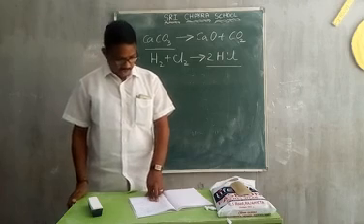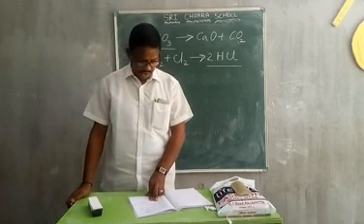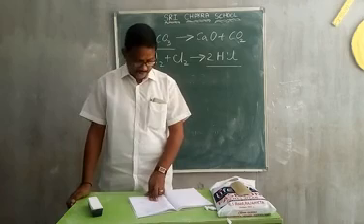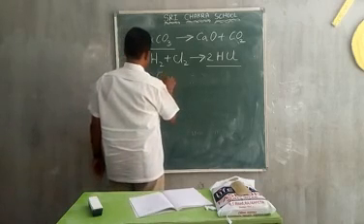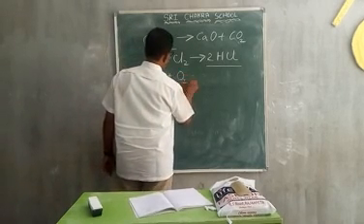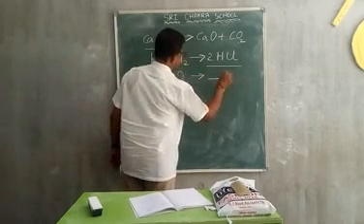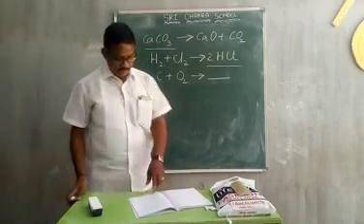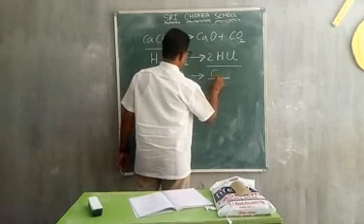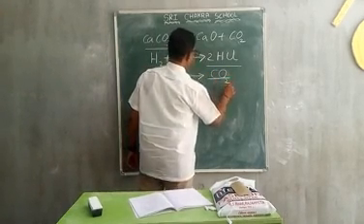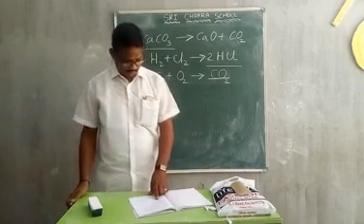Next, what is the name of the product in the following equation? C plus O2 gives rise to, dash is given there. What is the product in the following equation? The product is CO2.